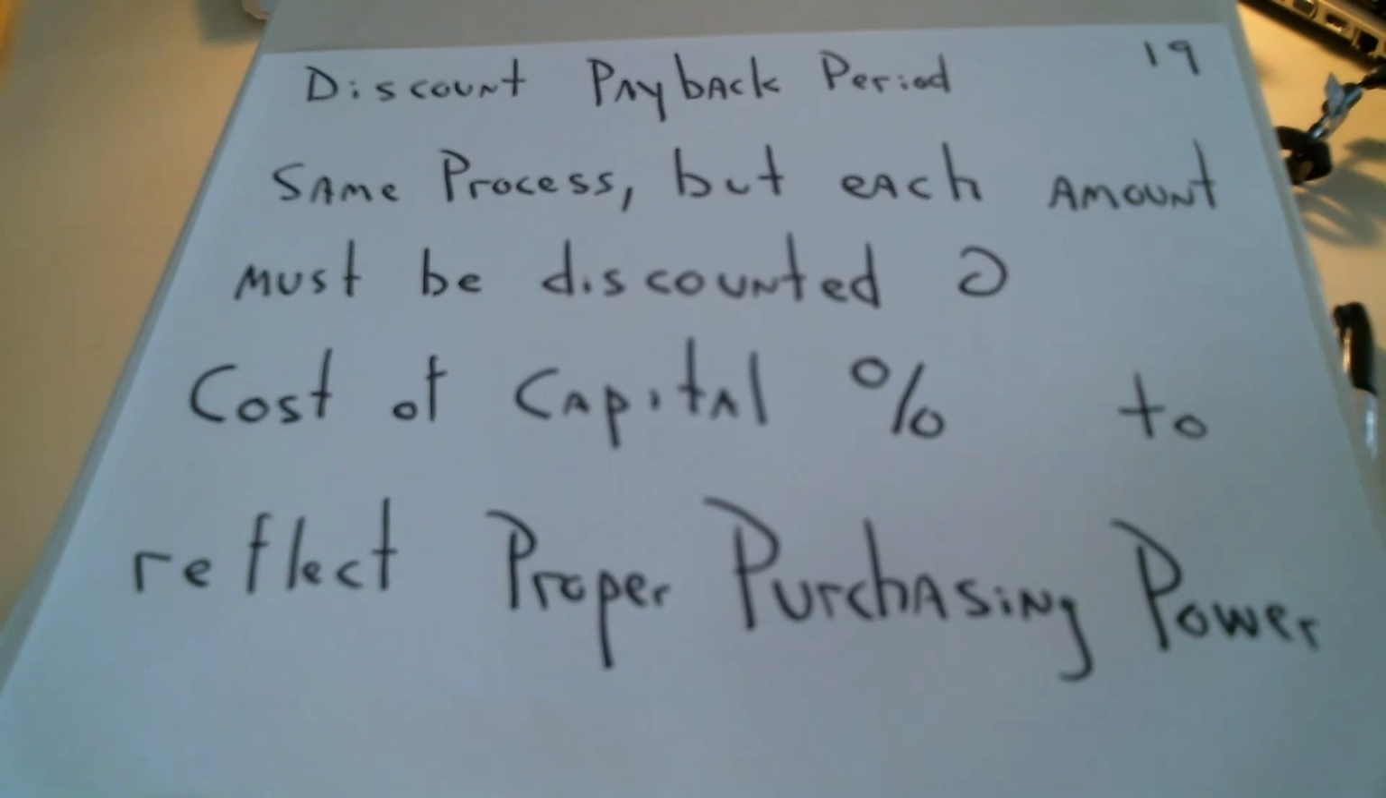Okay, last method is a discount payback period. Okay, same process, but each amount must be discounted at, remember, the cost of capital to reflect the proper purchasing power. Because think about it, if you lend somebody $1,000 today and they pay you back $1,000 in 2 years, well, that $1,000 in 2 years doesn't have the purchasing power it did in the beginning. So that's what we're trying to capture, that purchasing power. So we're going to take all those amounts, discount them at the present value.